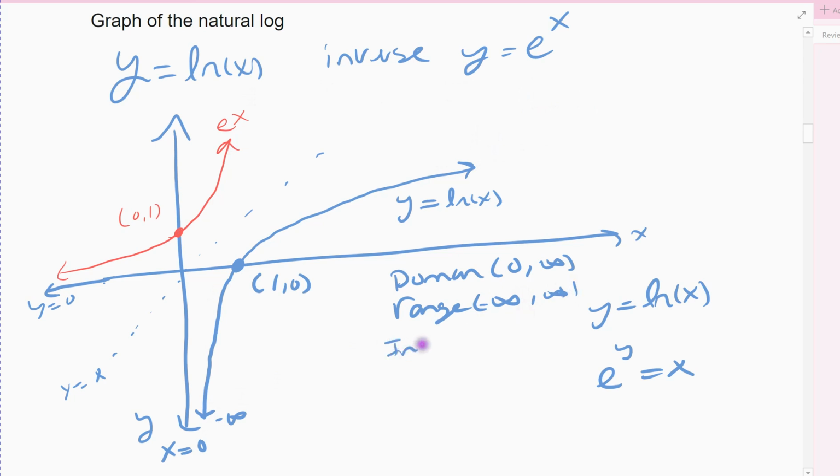And it is an increasing function. You'll notice it's increasing everywhere, so the slopes are positive everywhere. So it's increasing everywhere. And so that's sort of the natural log.